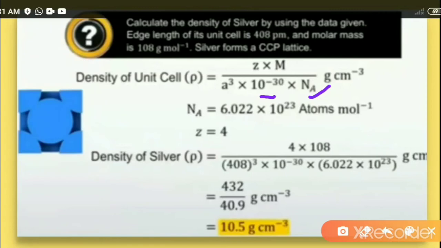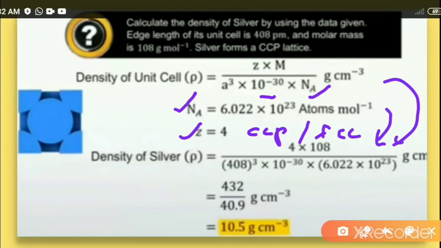Now substitute the value of Na, the Avogadro number, and the value of Z, that is 4. Why is it 4? Because in the question it is given that it forms a CCP lattice. CCP means FCC, and in FCC the number of atoms is equal to 4. So Z is equal to 4. Substitute all these values in the formula, and when you solve it, you will get the result 10.5 gram per centimeter cube.